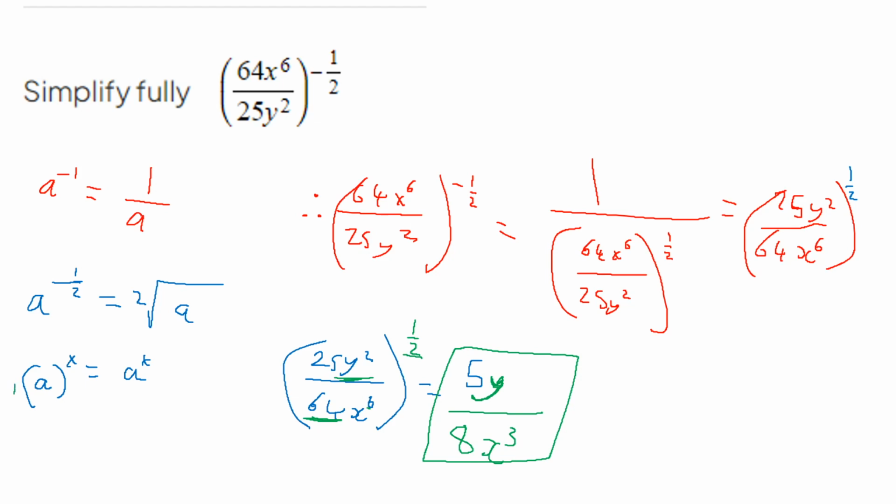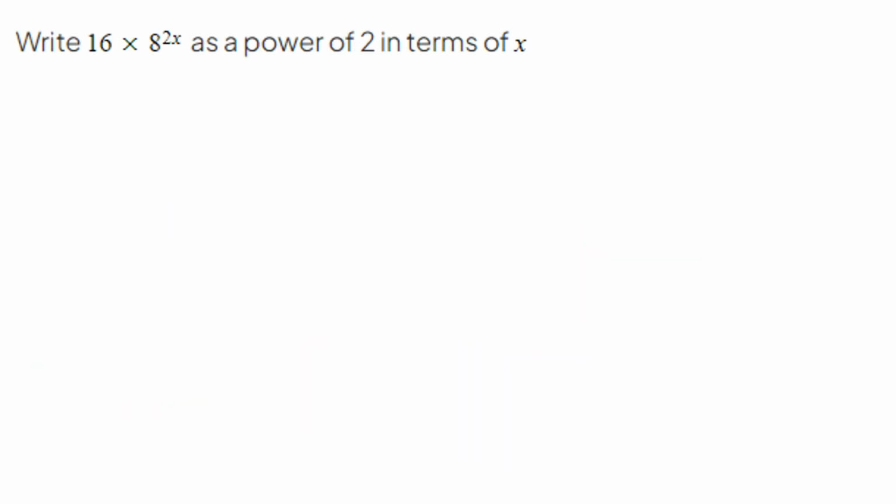We can also use this rule to answer equations that look like this. Write 16 times 8 to the power of 2x as a power of 2 in terms of x. Well, remember what we said? A to the b, all to the power of x, is simply a to the bx. So we can use this to our advantage. We want it all as a power of 2, right? This is how we want to leave our answer.